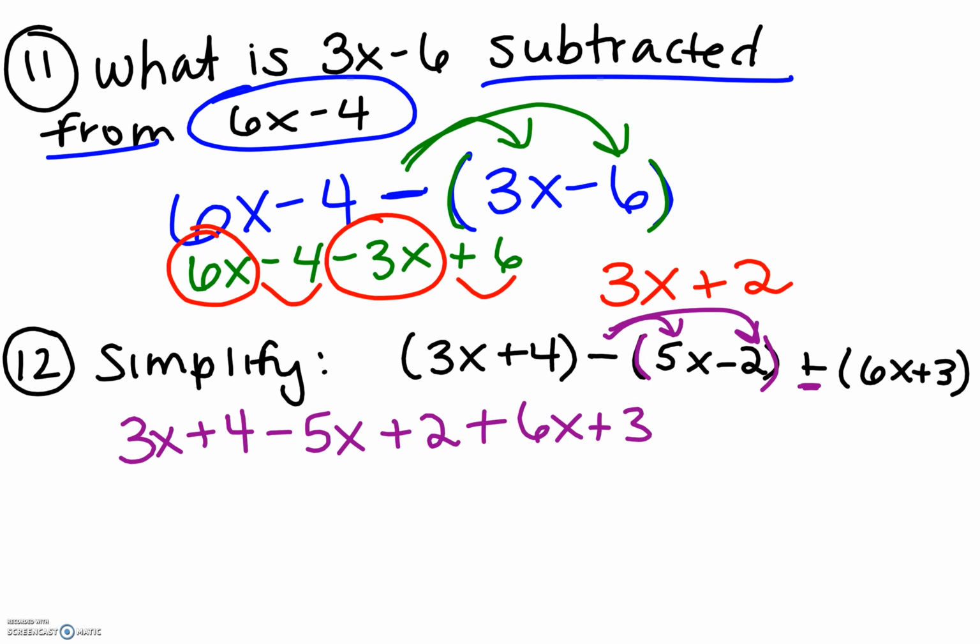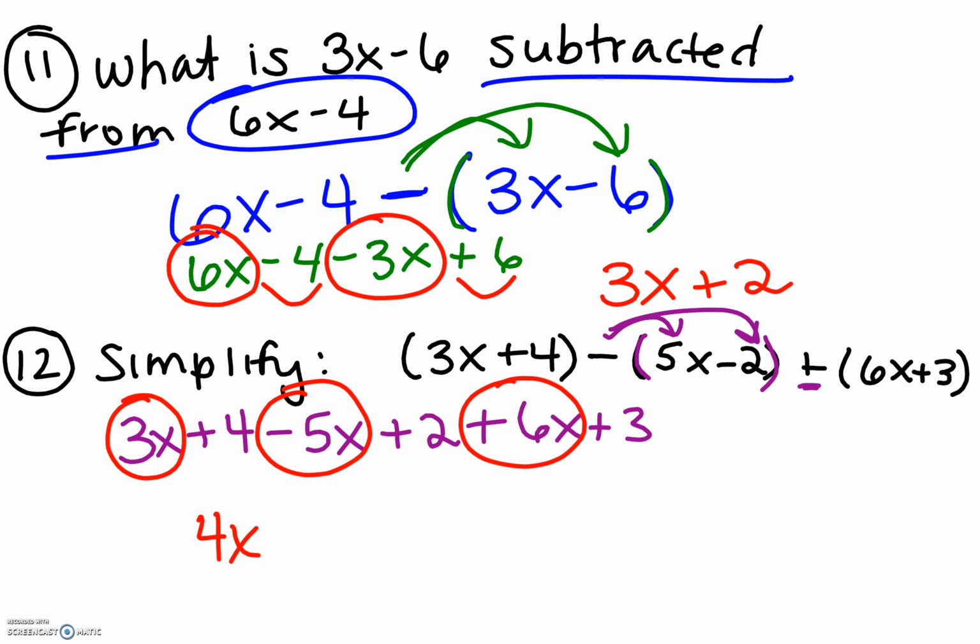From here, we're just going to combine like terms. A positive 3, a negative 5, and a positive 6. So we have positive 4x, then 4, 2, and 3. 4 and 2 is 6, 6 and 3 is 9. Our final answer is 4x plus 9.